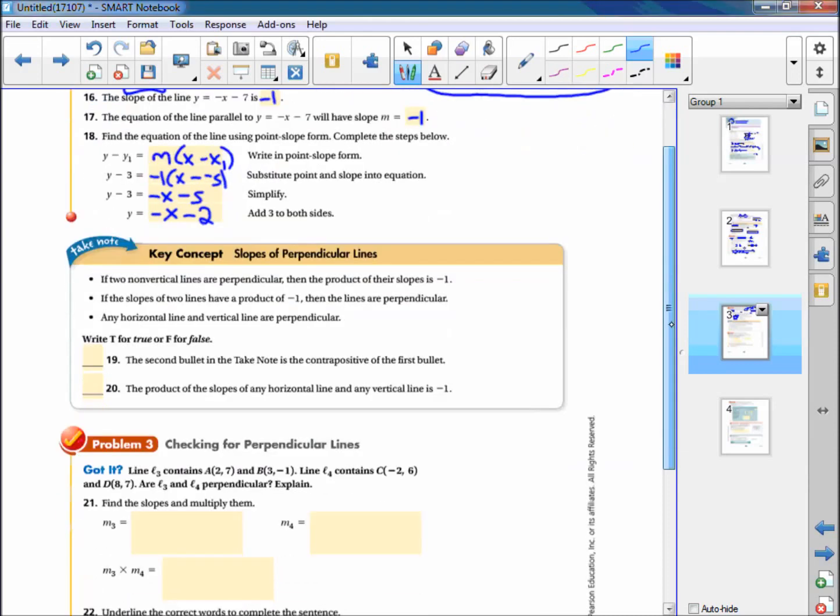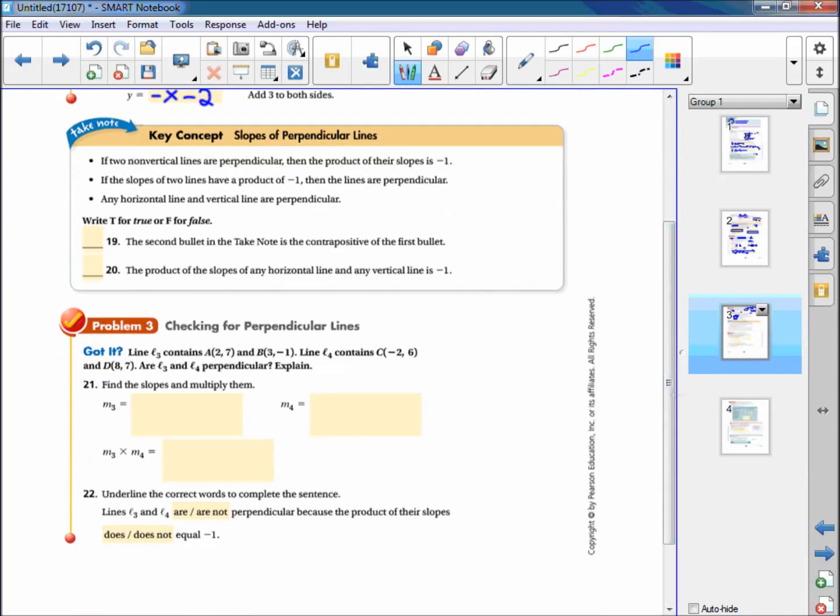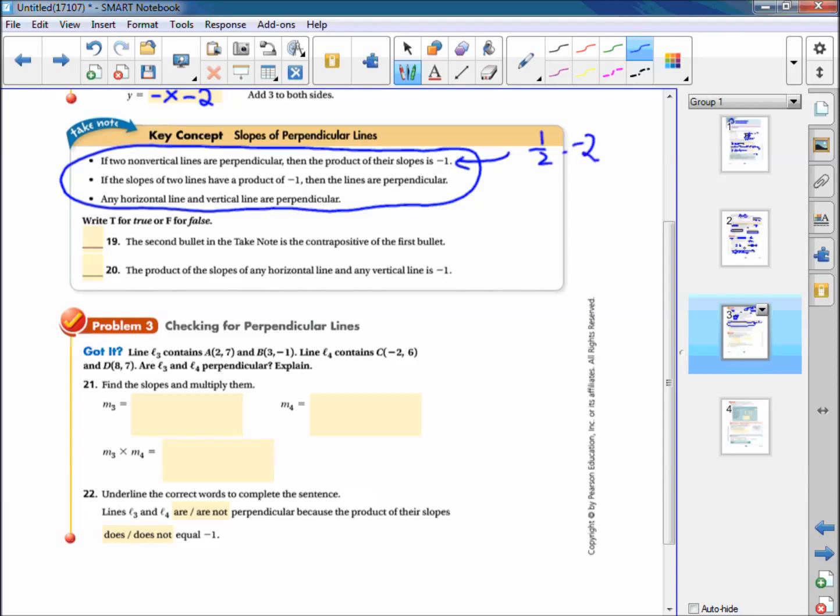All right, so slopes of perpendicular lines. So here are the 3 important concepts about this. Okay, so slopes of perpendicular lines. 2 non-vertical lines are perpendicular if the product of their slopes is negative 1. So if one of the slopes was 1/2 and the other slope was negative 2, they would multiply to negative 1. Then these are perpendicular slopes.